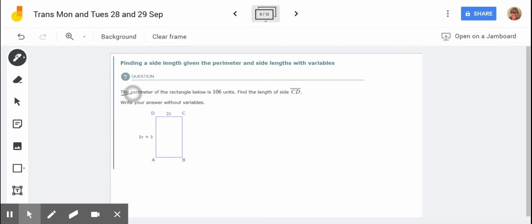Okay, so they're giving you the perimeter. Boom. All you need to know is what is the formula for the perimeter. You don't even need to know the formula. You just need to know the definition of perimeter. It means walk around the dang thing. Okay, walk around this rectangle.